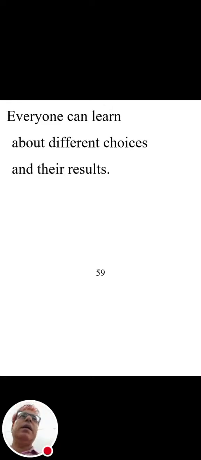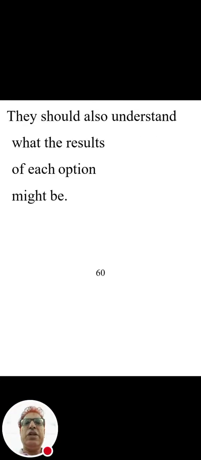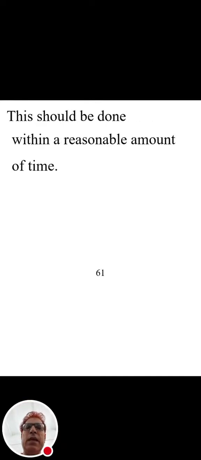Everyone can learn about different choices and their results. If this choice is taken, what will be the results? If this choice is taken, what will be the consequences? So everyone should have the right to learn this, to know this. They should also understand what the results of each option might be. This should be done within a reasonable amount of time.